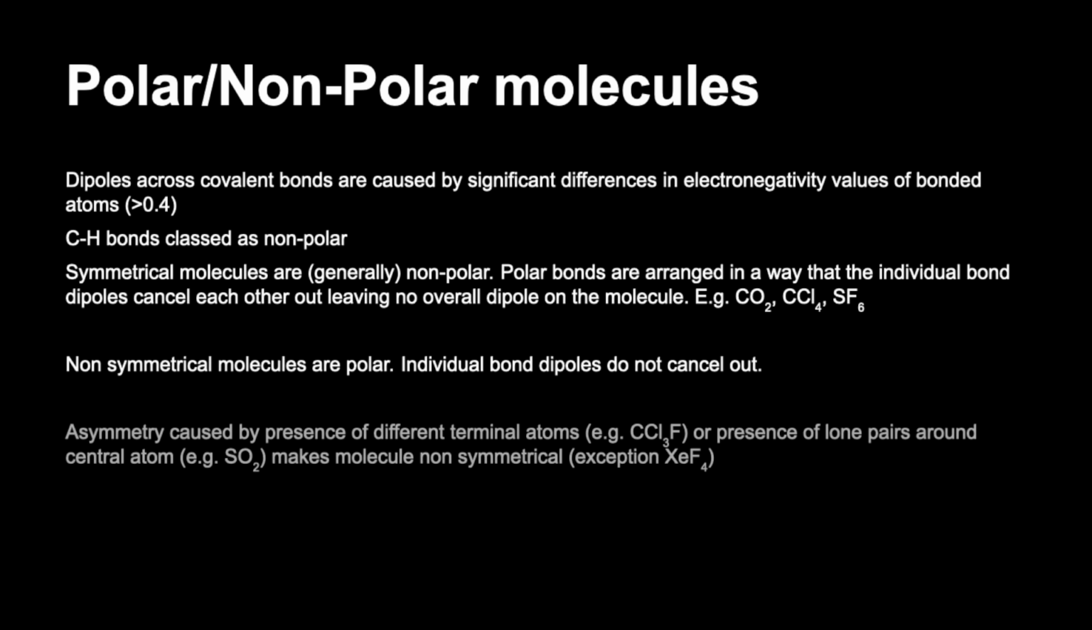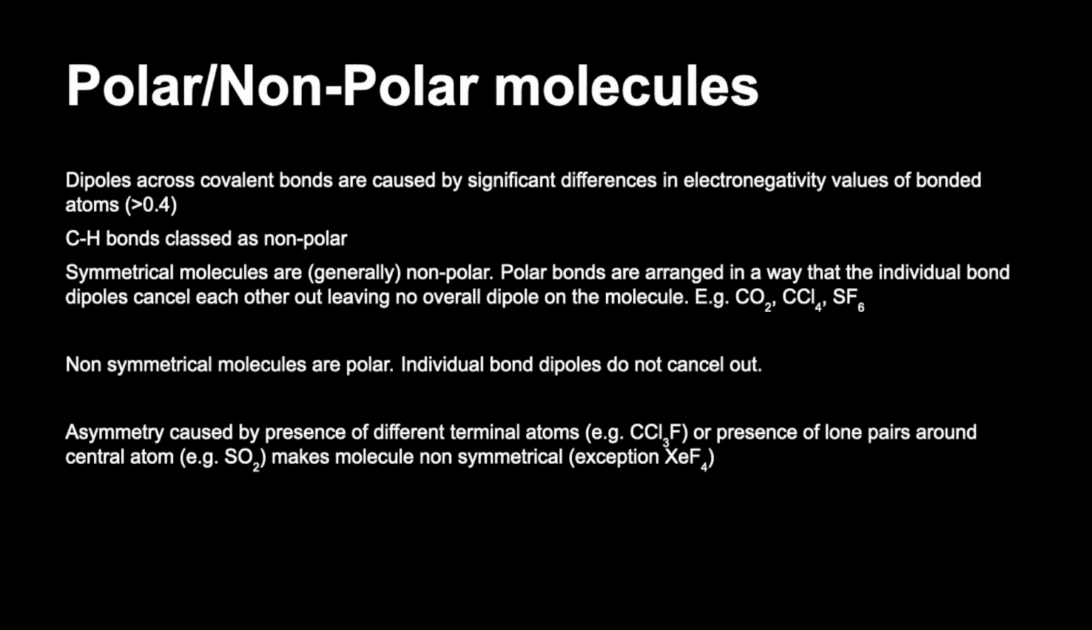So what causes a molecule to be non-symmetrical? So asymmetry is caused by the presence of different terminal atoms. So what do I mean by that? Different atoms around the central atom. So there's an example there, CCl3F. So you can see you've got 3 chlorines and a fluorine around the carbon. So that's going to be a polar molecule.